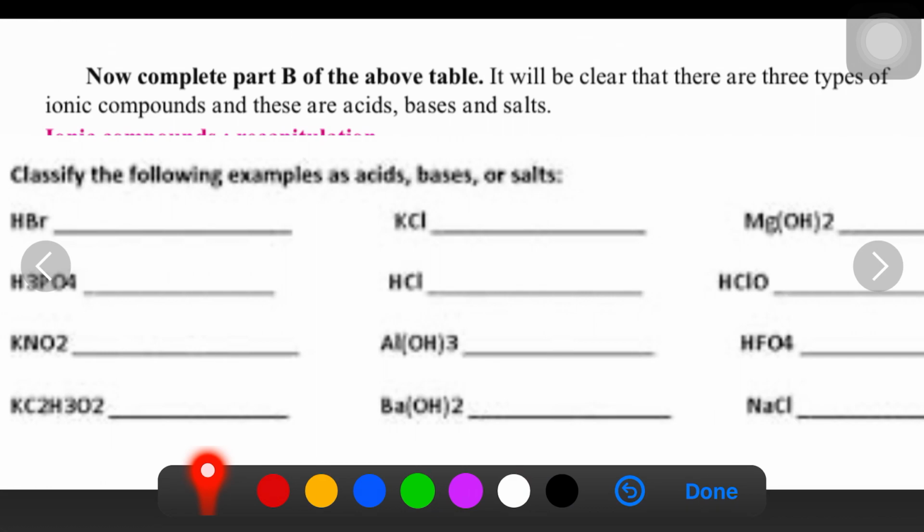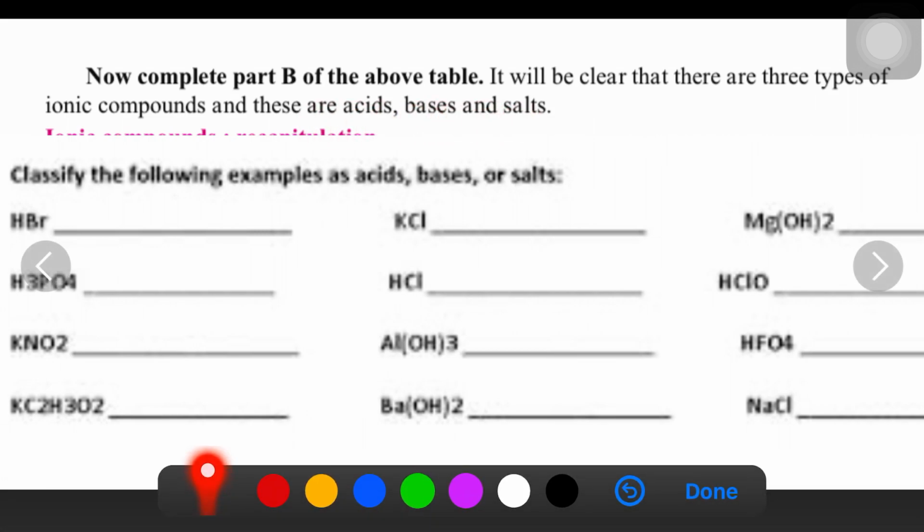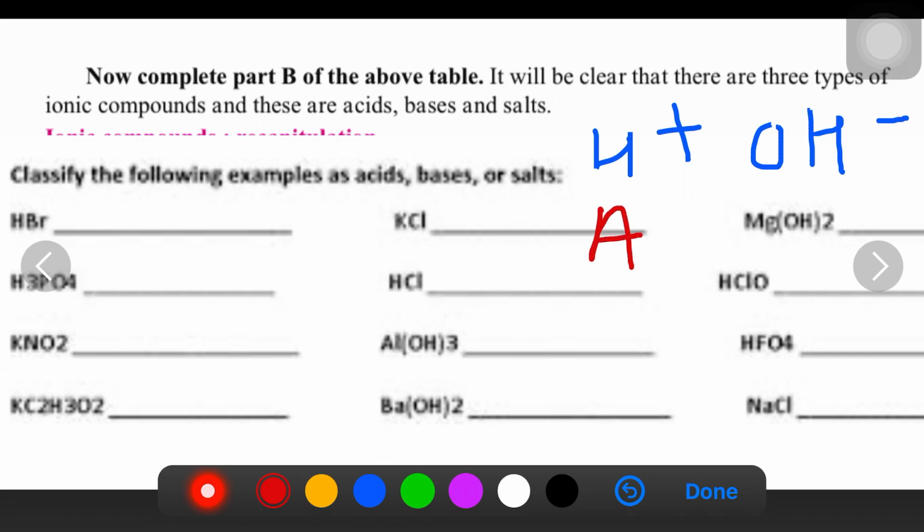Students, in the earlier slide you have learned about acids, bases and salts. Now you have completed your part B as well. It will be clear that there are three types of ionic compounds, and these are acids, bases and salts. As you know, an acid compound will have H+, bases will have OH, and salt will have neither H nor OH. So on the basis of this, can you classify the following examples as acid, base or salt? Complete this in your notebook.